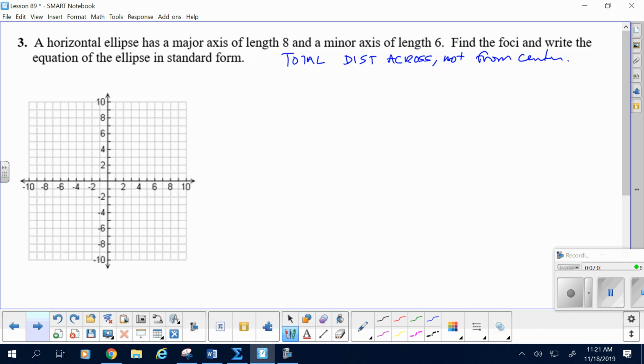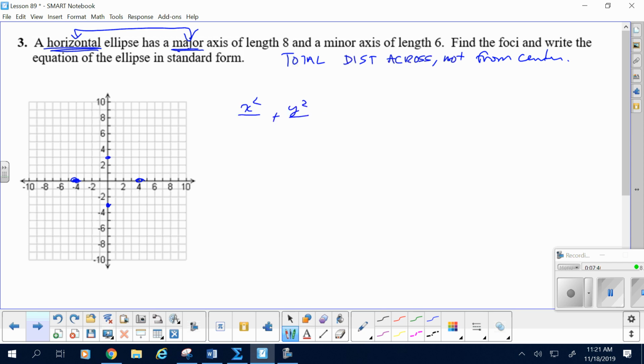Okay, so it says it's a horizontal ellipse. And so the major axis should be x. It's a horizontal ellipse, so that means the long axis is horizontal. So when it says the major axis is length 8, it needs to go from -4 to +4. And a minor axis of length 6 needs to go vertically from -3 to 3.